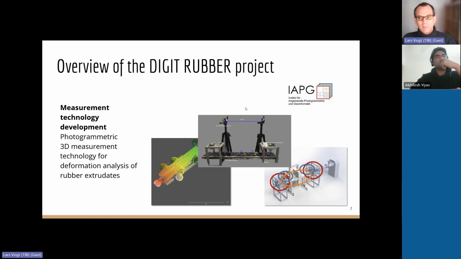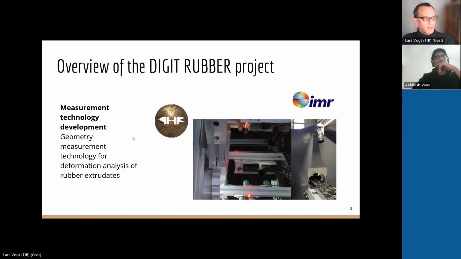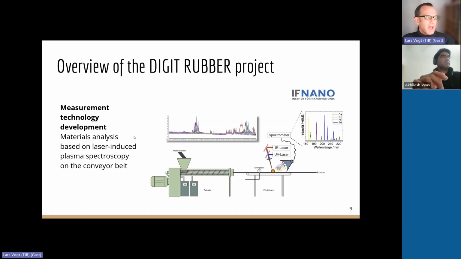Then we have the different measurement technologies that are being developed by different project partners. One is for photogrammetric 3D measurement technology for deformation analysis of rubber extrudates. Then we have one for geometry measurement technology for deformation analysis of rubber extrudates. Then we have one for materials analysis based on laser-induced plasma spectroscopy on the conveyor belt.